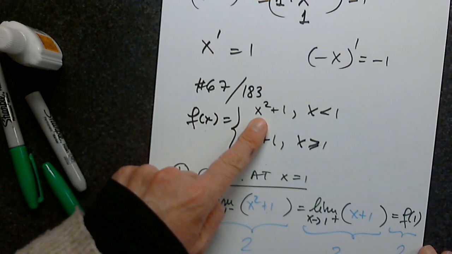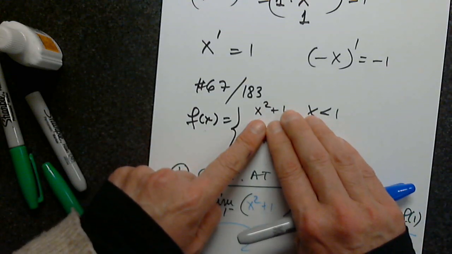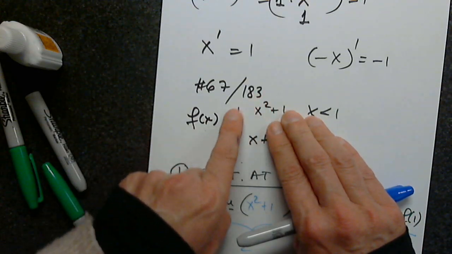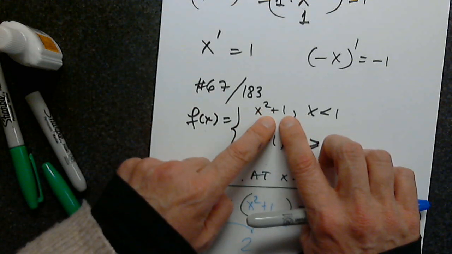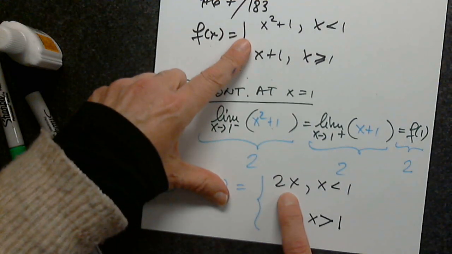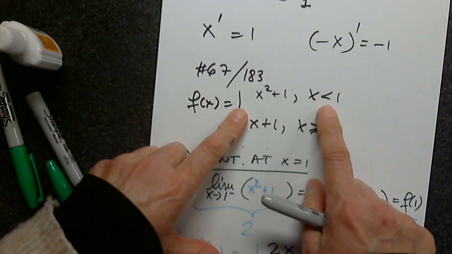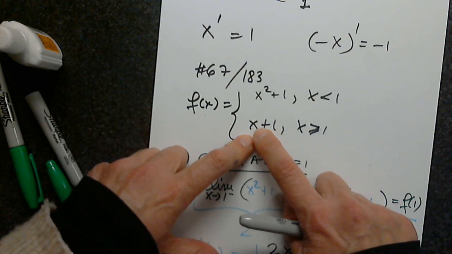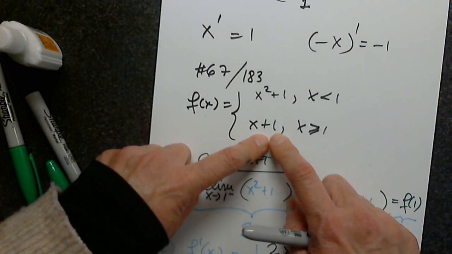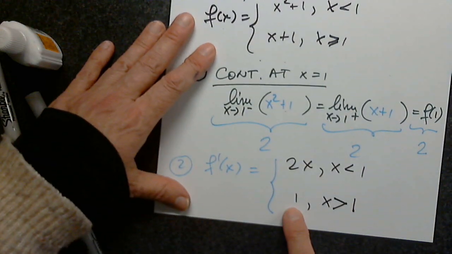So we are differentiating x squared plus 1. When we differentiate x squared plus 1, you bring down the power, subtract 1 from the power. What is the derivative of 1? How fast is 1 changing? 0. So that's why it's 2x for x less than 1. And what is the derivative of x? What is the derivative of 1? So that's how we get the 1.